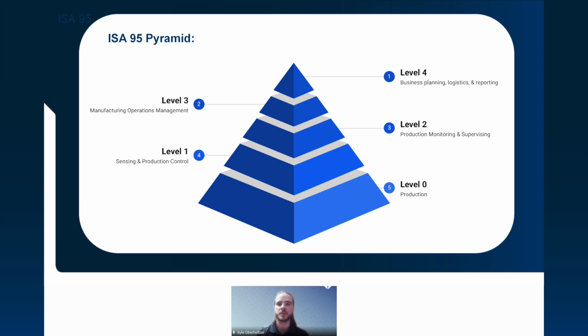We say that level 0 systems are production systems. The level 1 systems are production control. These are your PLCs. Level 2 is production monitoring. This is maybe your dashboard for the PLC. Level 3 is your MES. Level 4 is your business intelligence, and so on. This has been the model that we've been working with for a while in manufacturing, right?